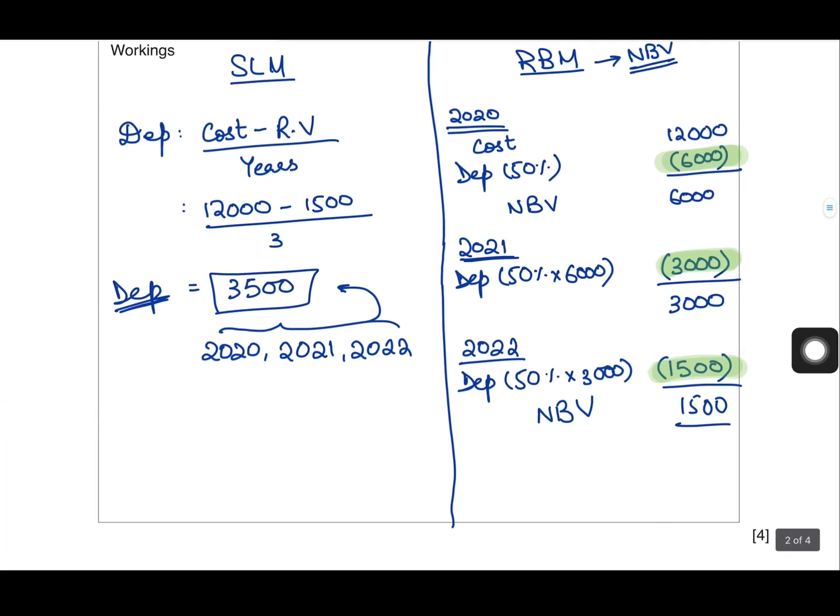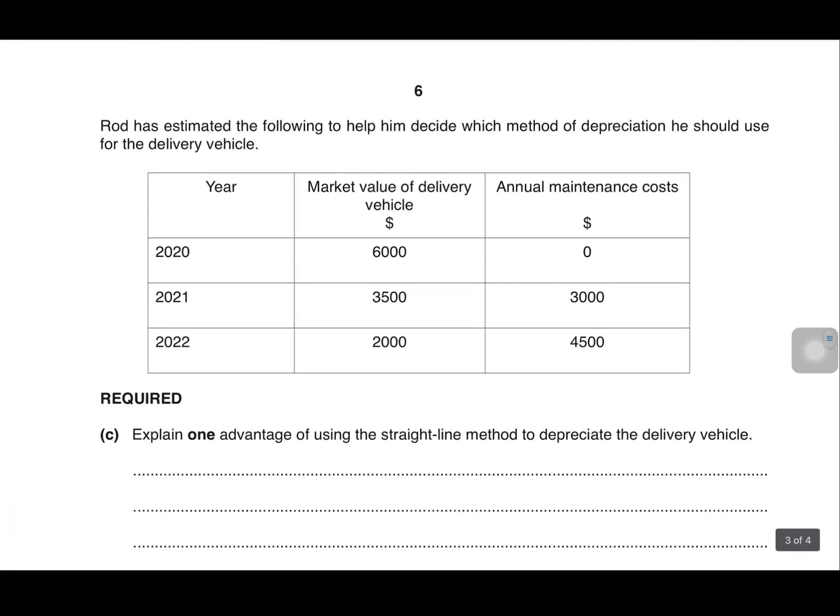We are done with part B. Let's move to part C now. But before part C, there is some information. What is that? It says that Rod has estimated the following to help him decide which method of depreciation he should use for the delivery vehicle. So he has estimated some of the costs related to the delivery vehicle, which will help him in deciding whether he should adopt the straight line method or the reducing balance method.